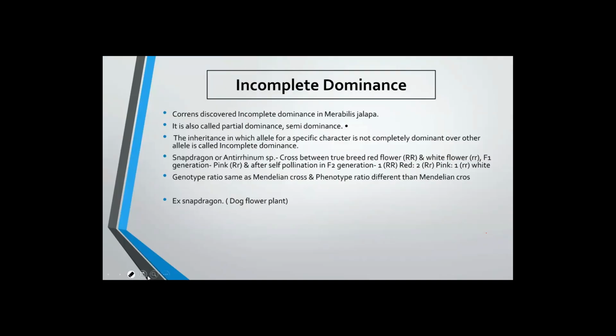Okay, moving to incomplete dominance. Incomplete dominance, as the name says, shows incomplete dominance. That means none of the characters or alleles will be dominant. For example, as we mentioned in the previous slide, in the case of a heterozygous genotype, capital T was dominant over small t. As a result, it showed tallness.